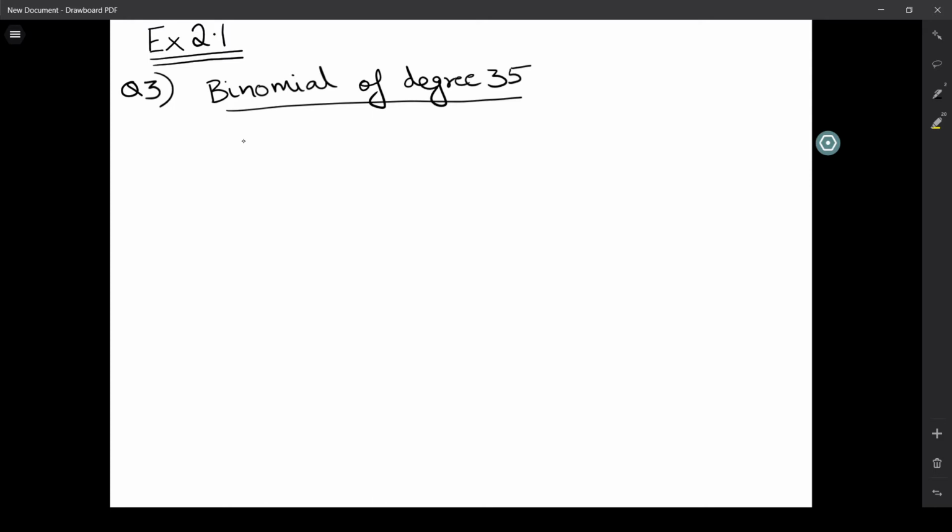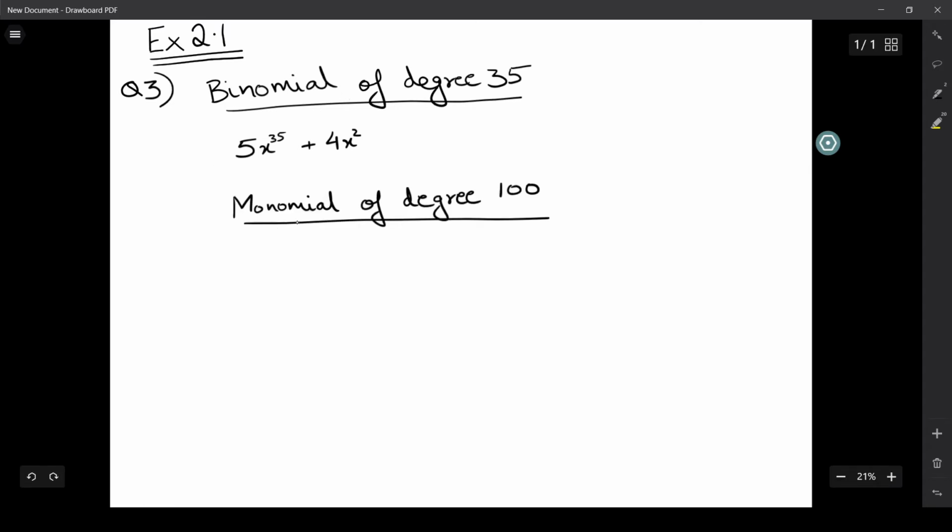And one such example could be 5 into x to the power 35 plus 4x square. Here, this is a binomial since it has two terms, and the highest power of the variable is 35, making this a binomial of degree 35.